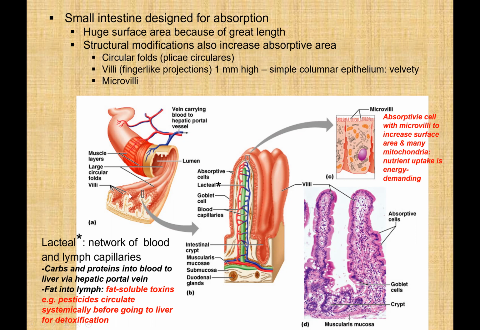This is showing us the simple columnar epithelium with the villi. You can see this, that's the villi. And these villi have a lot of microvilli on them, which will increase the rate of absorption. So the cut in this section is going to show absorptive cells with microvilli to increase surface area and many mitochondria to enhance nutrient uptake for respiration.